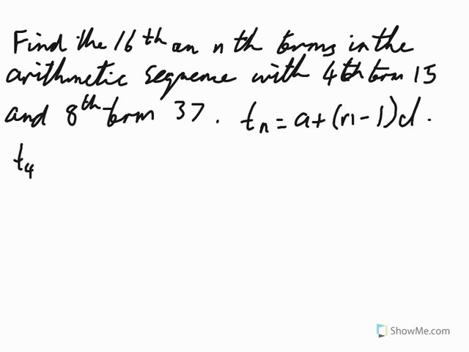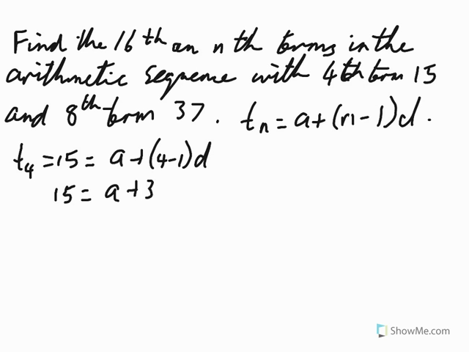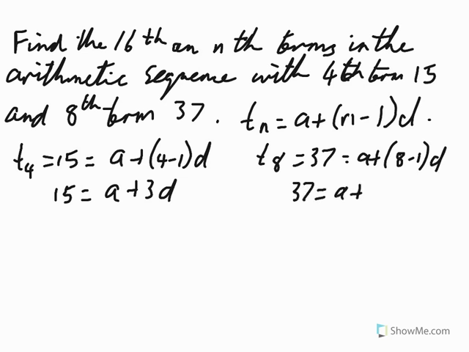We know that term 4 is 15, and that equals A plus 4 minus 1 d. So 15 equals A plus 3d. And we also know that term 8 is 37, and that's A plus 8 minus 1 d. So 37 equals A plus 7d. Okay, so we get two equations here, and whenever we have two equations we solve simultaneously.